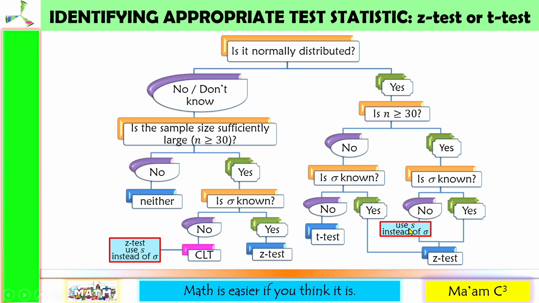Another possible condition is the distribution is normal, but the sample size is less than 30. Proceed to the next question. Is the population standard deviation known? If it is yes, still use z-test. If the answer is no, then this time you're going to use t-test. Let us go back to our first question.